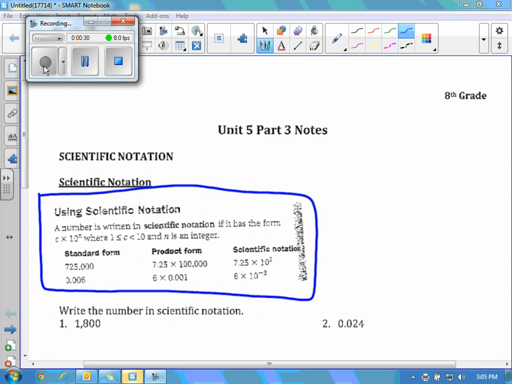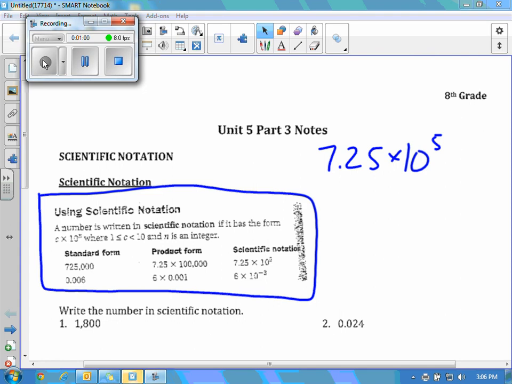A number is written in scientific notation if it has the form c times 10 to the n power, where 1 is less than or equal to c, c is less than 10, and n is an integer. All right, so let's just review. First off, looking at this example, it says 7.25 times 10 to the 5th.